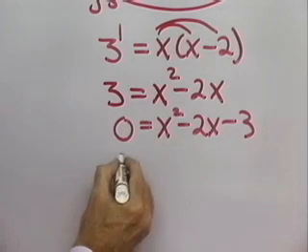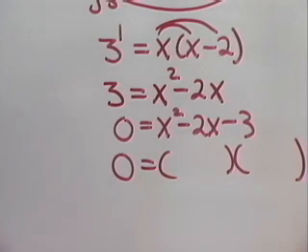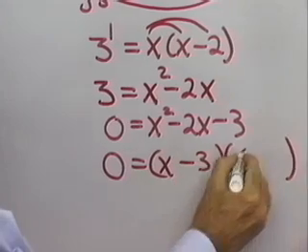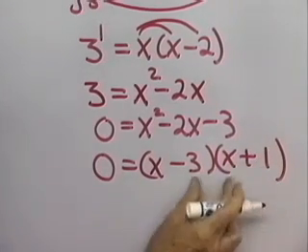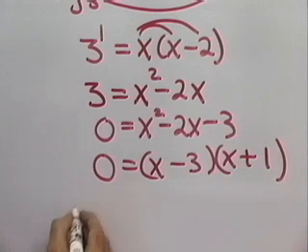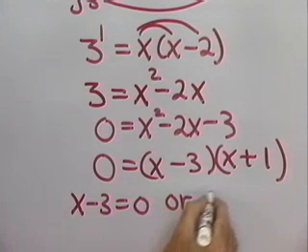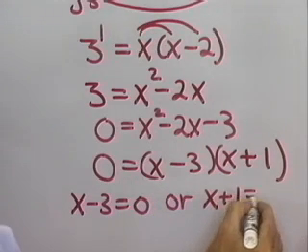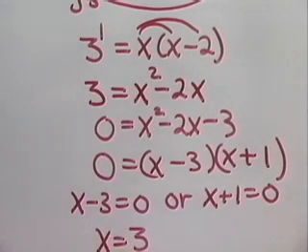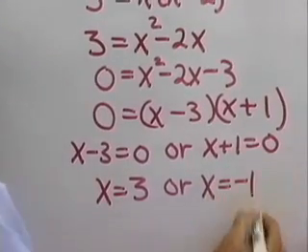I want to factor that expression on the right. We'll factor into the product of two binomials. So x minus 3 and x plus 1. Is that right? Yep, got that right. Set those two factors equal to 0. x minus 3 is equal to 0, or x plus 1 is equal to 0. Solve this, I have x is equal to 3. Solve the other one, and I have x is equal to -1.